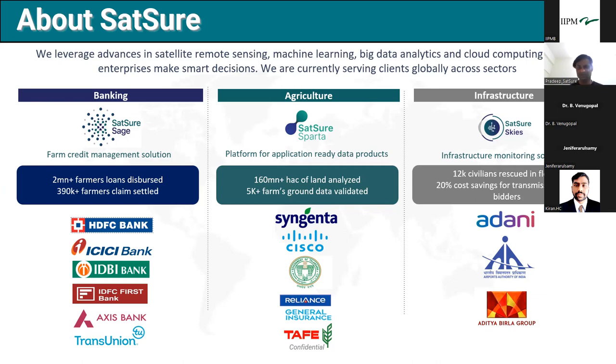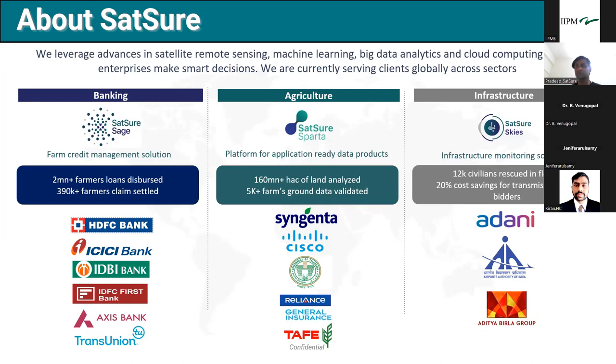And the third one is the infrastructure side. Here we have the Satsure Skies product. Here we provide infrastructure solutions. Up to now we have provided to Aditya Birla, Adani, and the AAI, the Airport Authority of India. We provided our solutions to these big institutions.